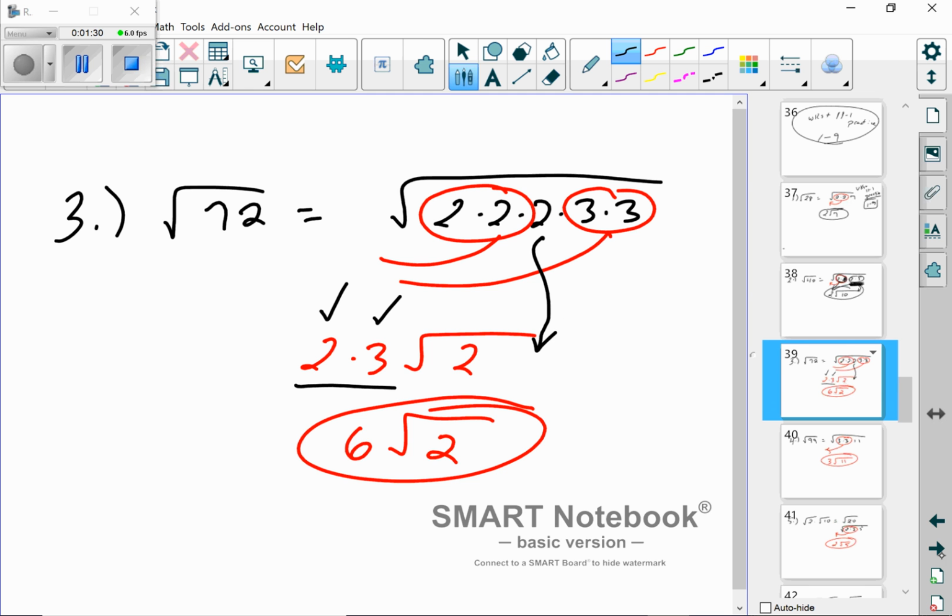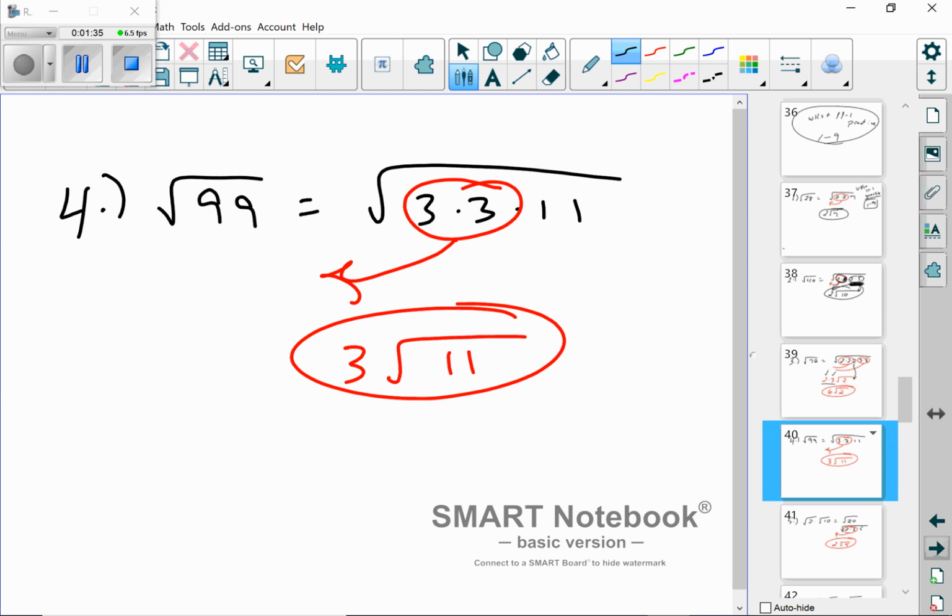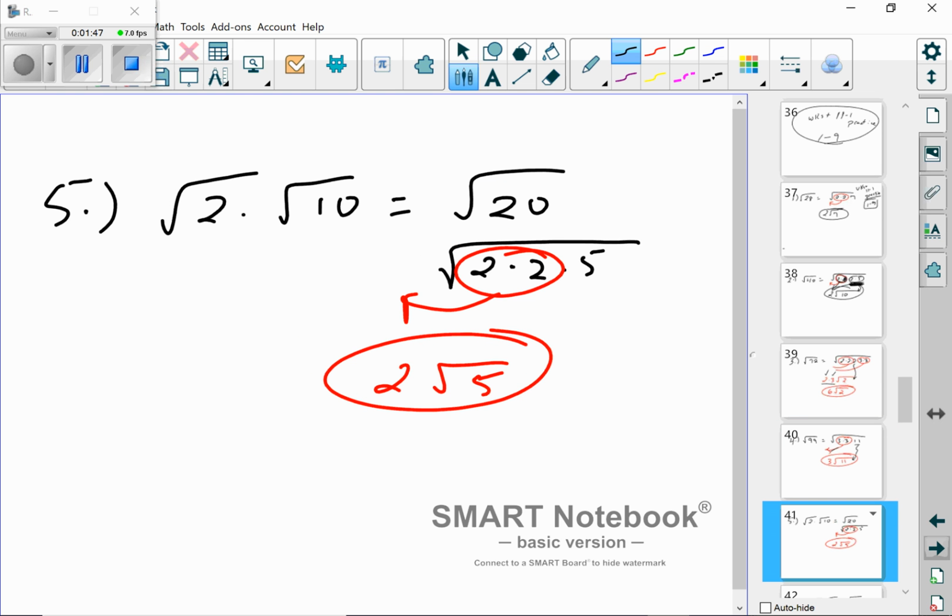Okay. Number 4, square root of 99. That's 3 times 3 times 11. You've got a pair of 3's. The 3 comes out front. 11 stays in right there. 3 square root of 11. Pretty easy.